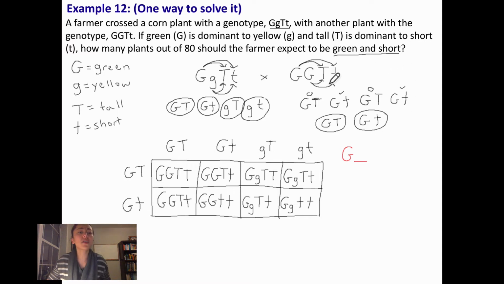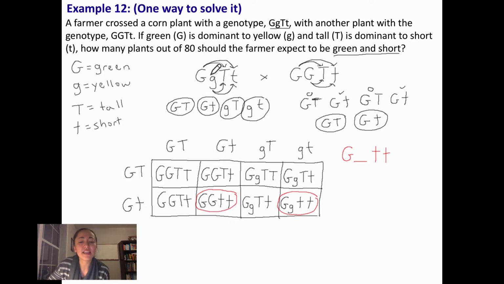Well, for them to be short, go over here. Short is caused by a recessive allele, so in order to express that trait, they would have to have two little t's. So there's only one possibility here: little t, little t. So I'm looking for big G, little t, little t. If I look around here, do you see any two little t's? Everything has a big G, but now I'm looking for one. Oh, there we go. That's one. Green and short. Oh, there's another one. Green and short.